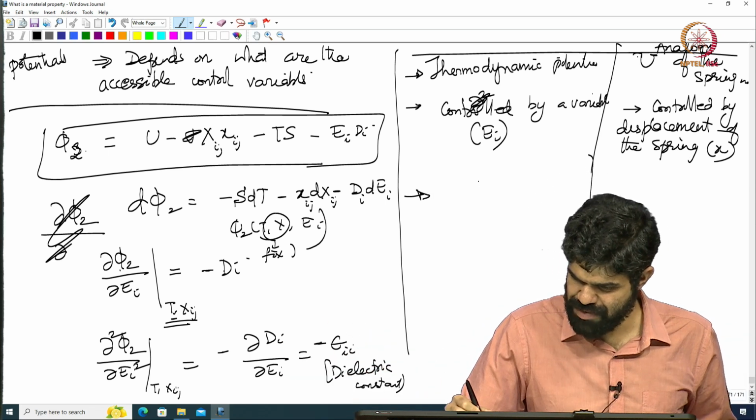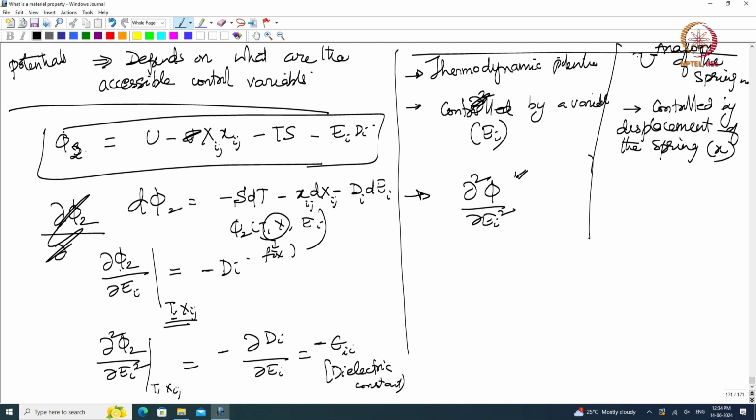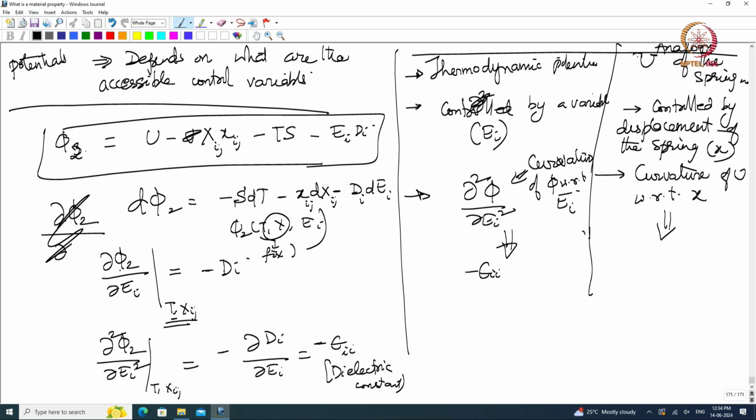And then what am I saying is, d square phi by dE square, which is the curvature of phi with respect to Ei, right. Here I look at the curvature of U with respect to x, that is my property epsilon, or minus epsilon, right. So, the sign is not very important. Here this is my property which is K, or the spring constant, right. So, this is the property which is the dielectric constant.